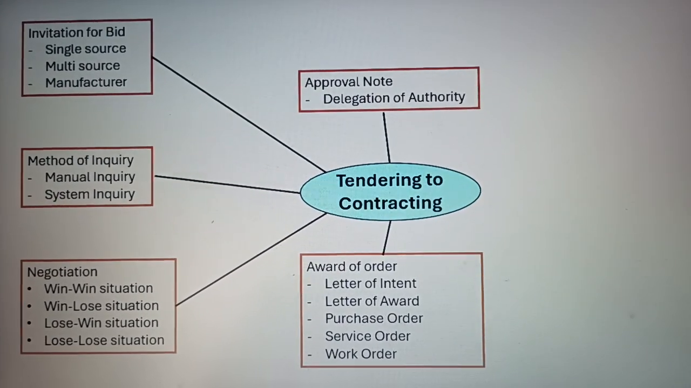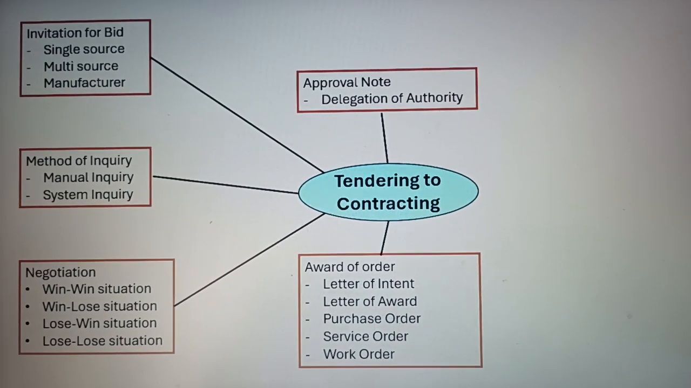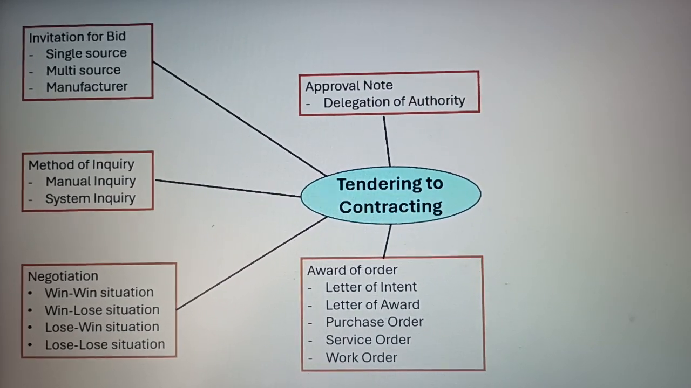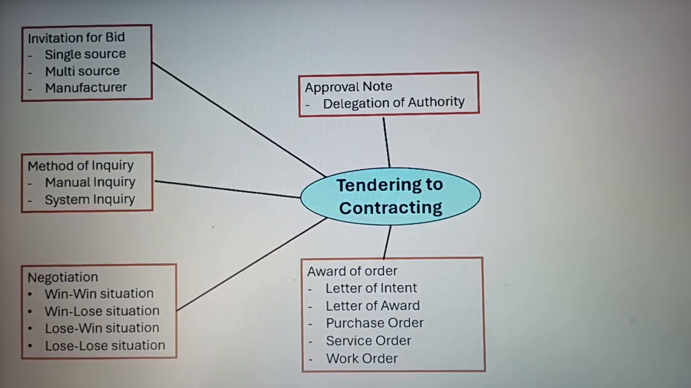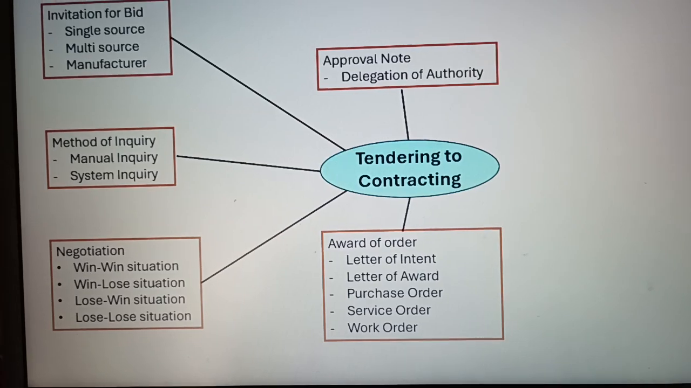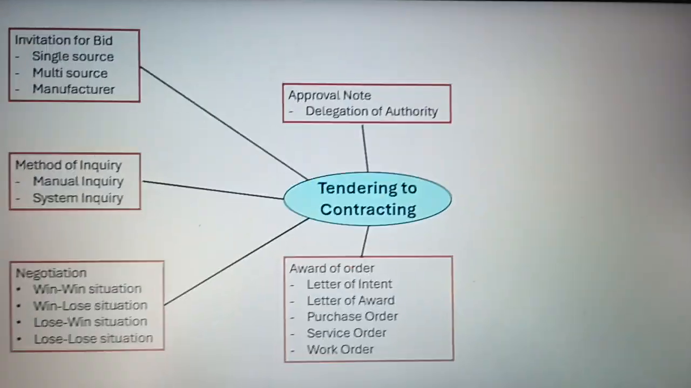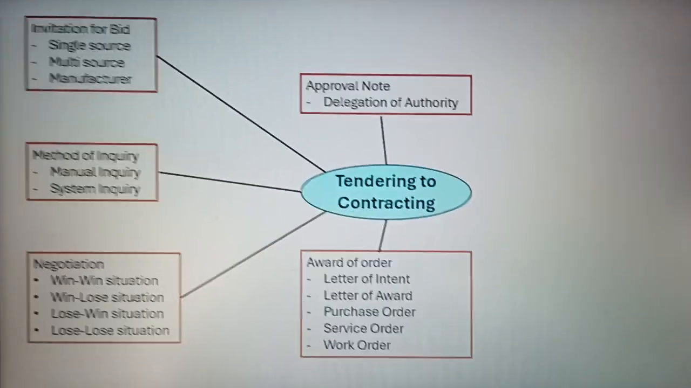So a work order is different from a purchase order and service order. In a purchase order and service order we give some small portion, and in a work order we give the contractor, the third party, a very big portion. Now we will move forward.